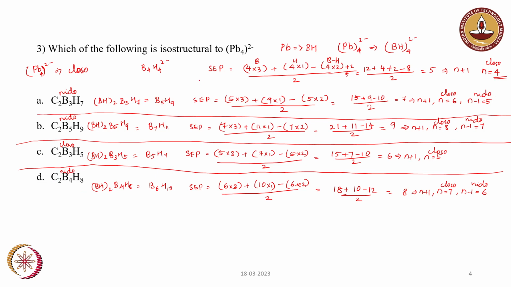So the question was, which is isostructural to B4H4 2 minus? We have B4H4 2 minus is closo. So in the given options, only one is closo, which is option C.